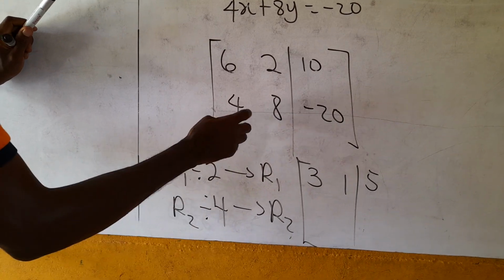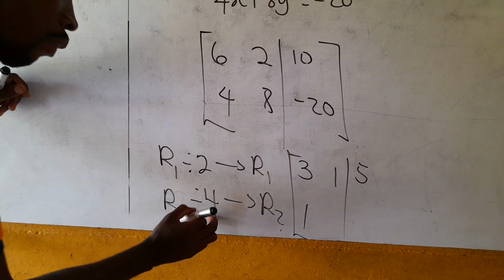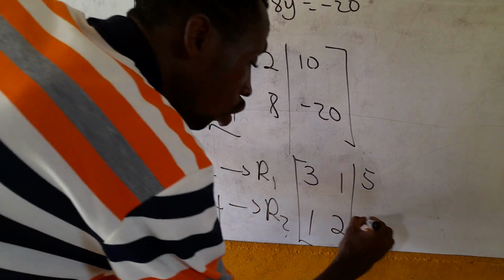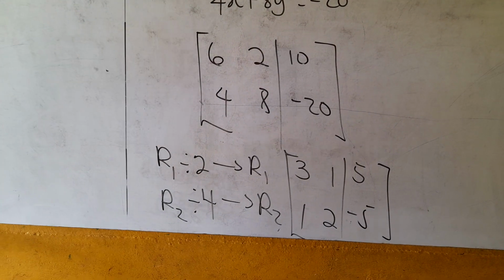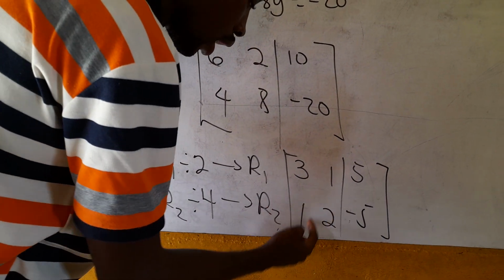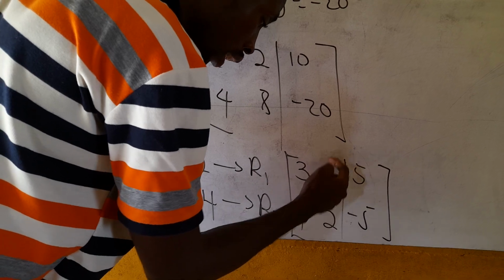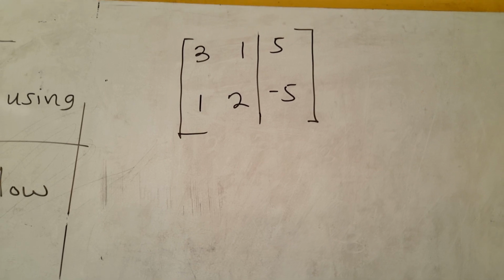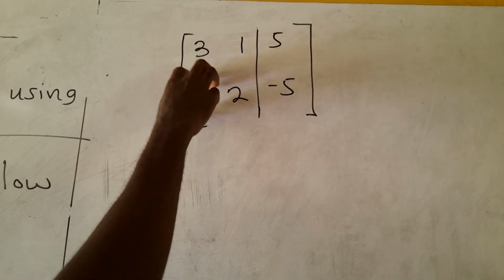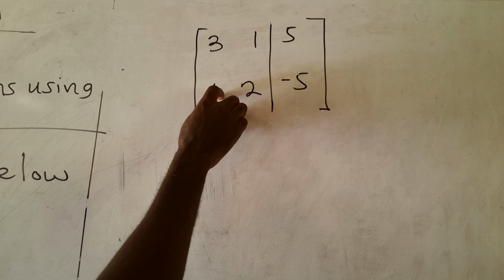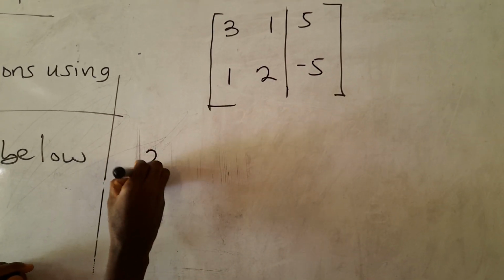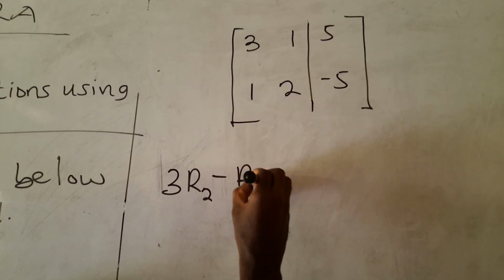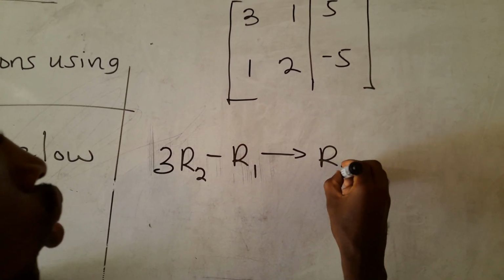Now 4 divided by 4 will be 1. 8 divided by 4 will be 2. Then 20 divided by 4 will be 5. So I've reduced it. The next thing is that I'll make the entry here 0, then this one 0, then this one 1. How do we do that? So I want to make here 0. Now if I multiply this by 3 and I subtract this from this, it will become 0. So I'll say 3R2 minus our R1 should go into our R2.